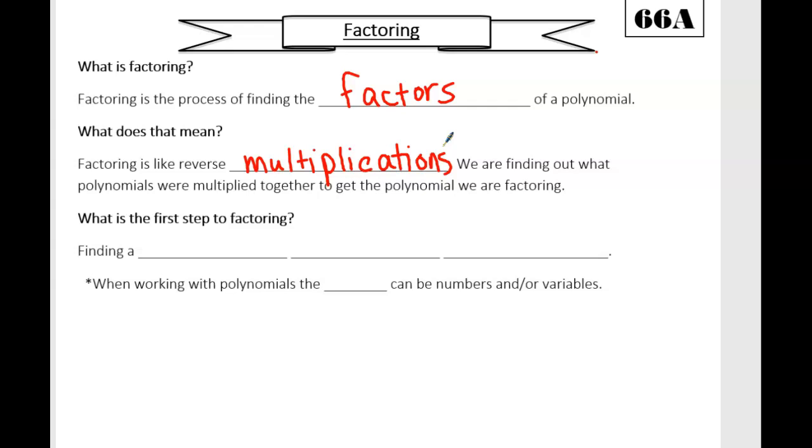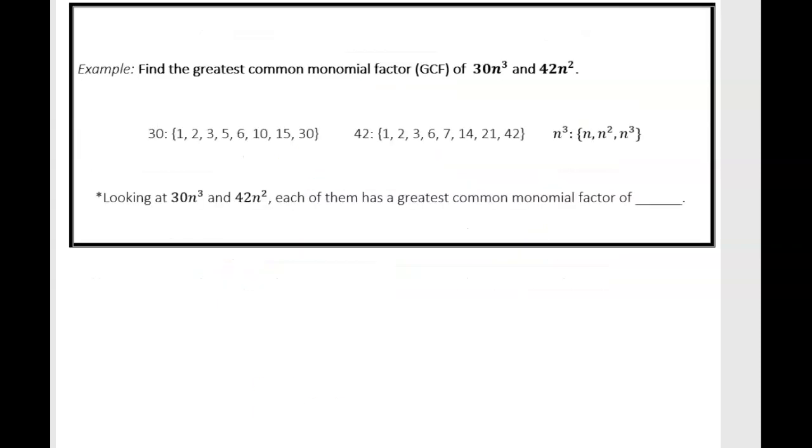The first step to factoring is to find the greatest common factor, also known as the GCF. When working with polynomials, the GCF can be numbers and/or variables. For our first example, we have the two monomials 30n cubed and 42n squared, and we want to find the greatest common monomial factor of the two of them.